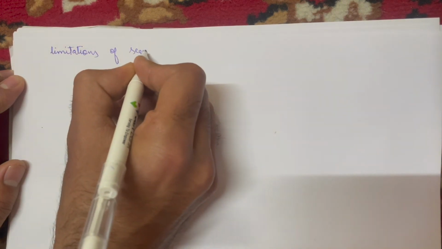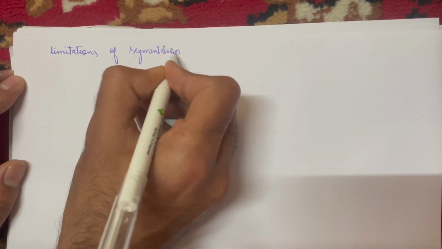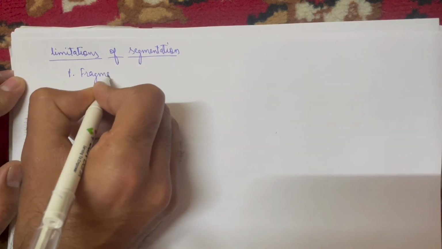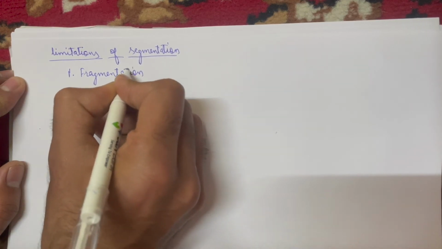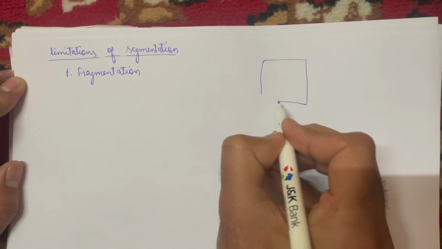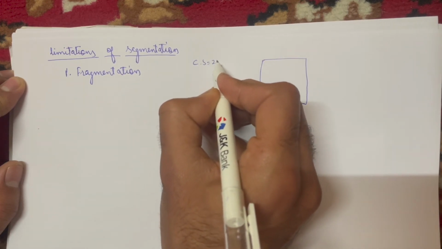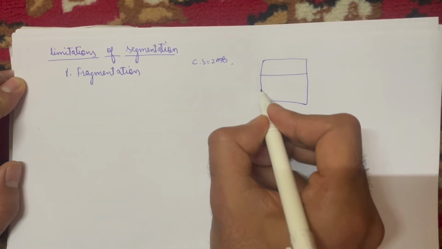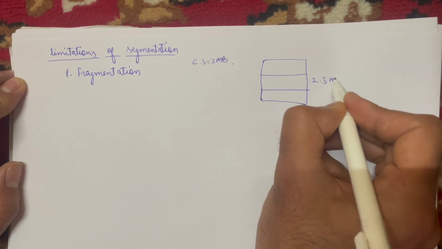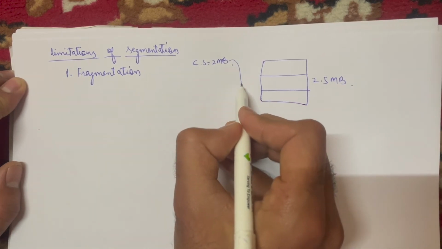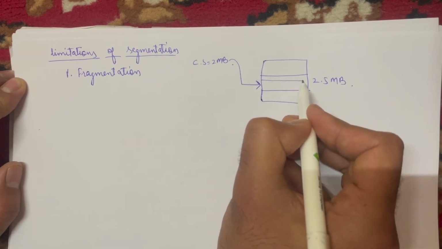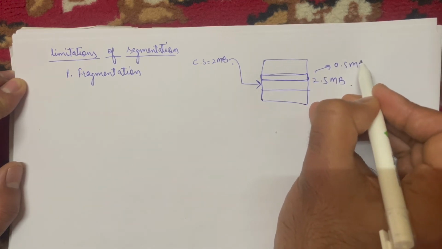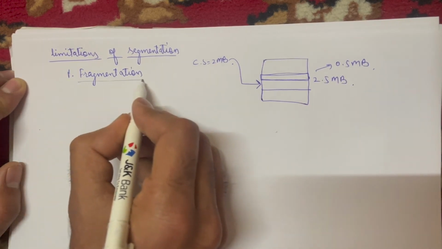Limitations of segmentation. So one important limitation is fragmentation. What does that mean? For example, in main memory, let's suppose my code segment was of 2 MB, and in the main memory there is a space available which is 2.5 MB. So in this space I will map this particular code segment, and how much space will be wasted? 0.5 MB of space will be wasted. So this is the fragmentation.